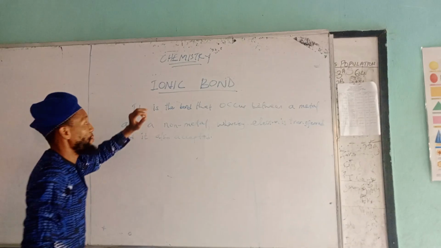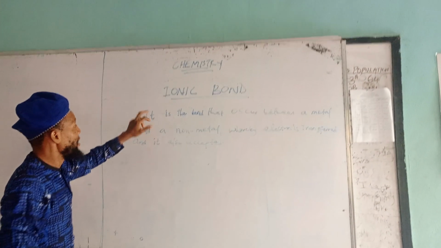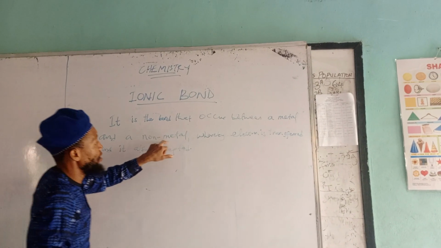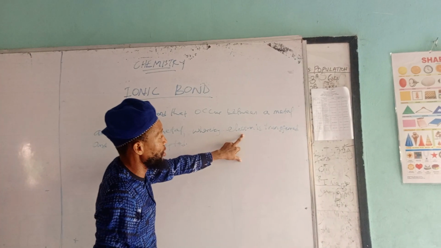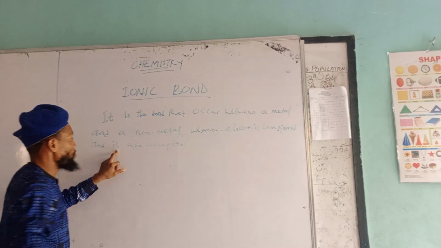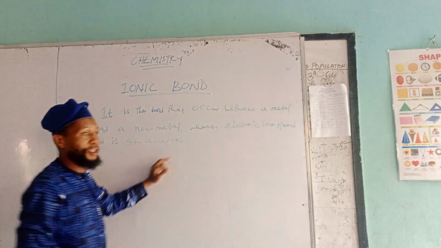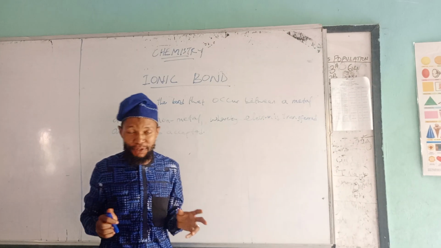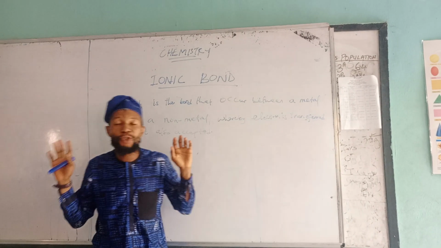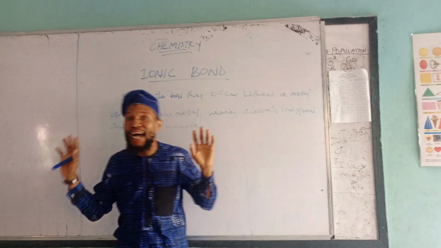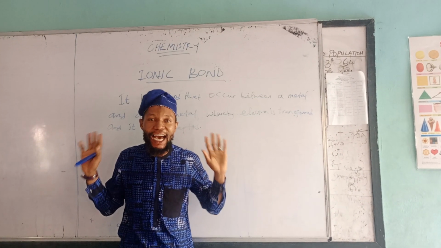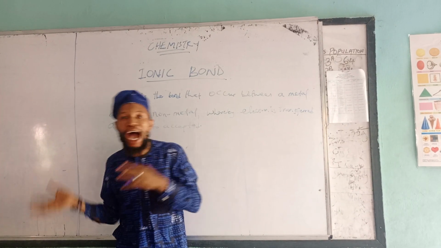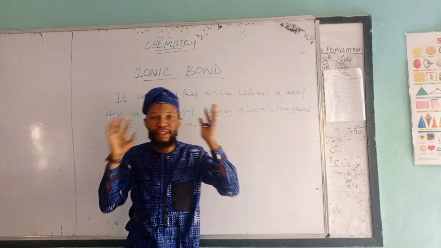Bond, from the types of bond that we have said earlier, it is the bond that occurs between a metal and a non-metal, whereby electron is transferred and also accepted. So this kind of bond is like a give and take bond. It's like when you have two entities, like a man and a woman in our marriages. The man is the one giving out, while the woman is the one accepting.